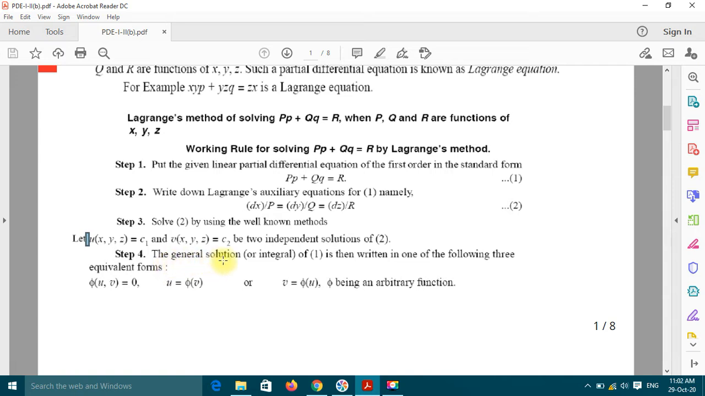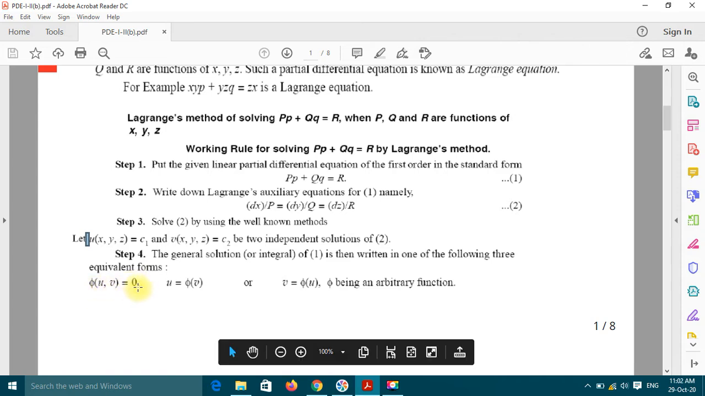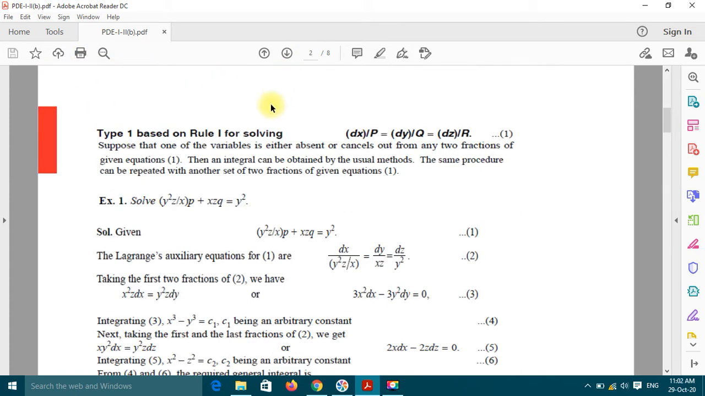So the general solution of Lagrange's equation can be written in this form: phi(u, v) is equal to 0, or u is equal to phi of v, or v is equal to phi of u, where phi is any arbitrary function. Okay, now come on to the problem.